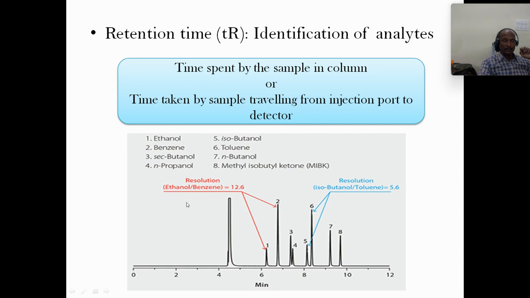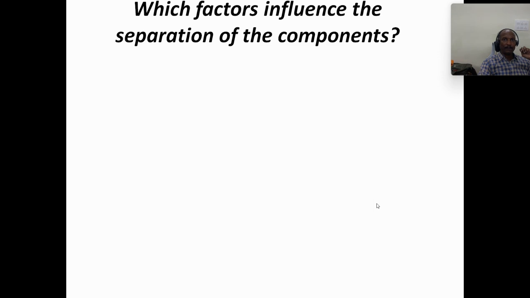See this one. Suppose you take two components like ethanol and benzene, one is ethanol and the next one is benzene. These two can be separated with a resolution value of 12.6. Next, another combination is isobutanol and toluene. This isobutanol and toluene mixture can be separated with a resolution value of 5.6.